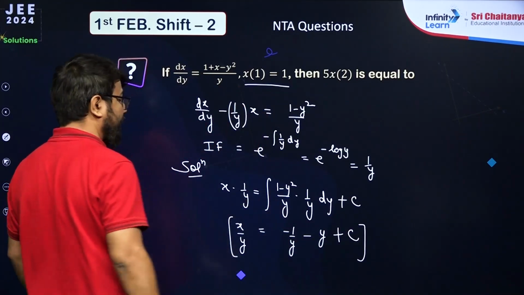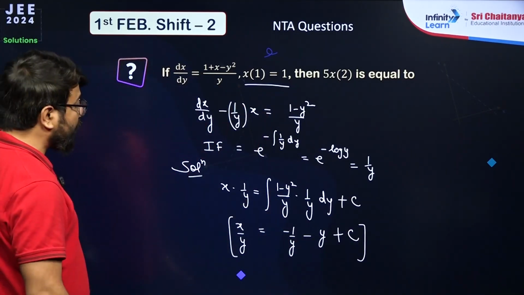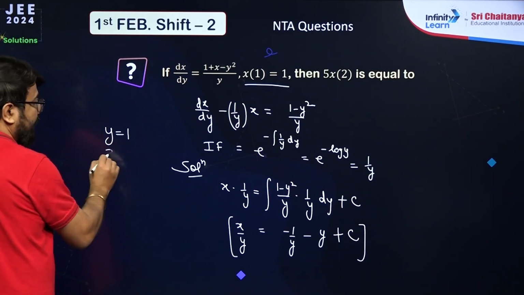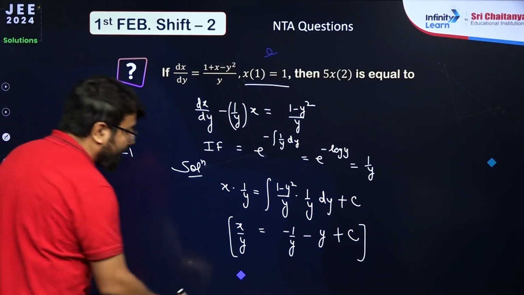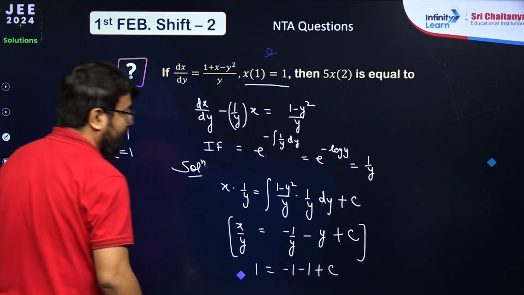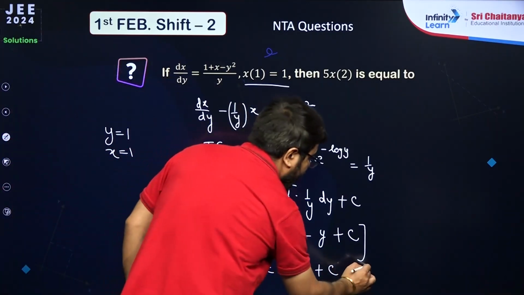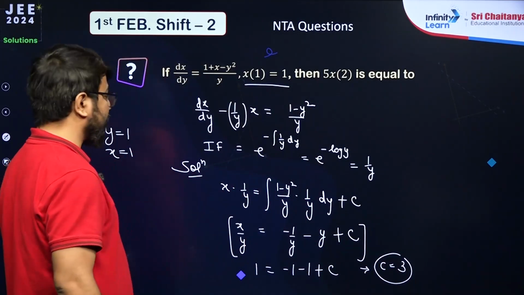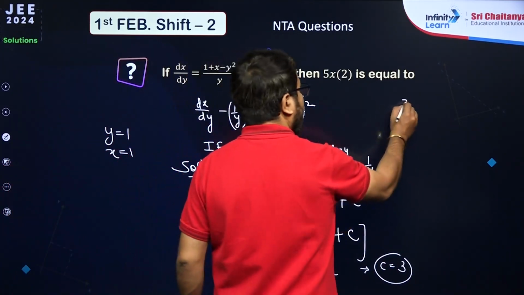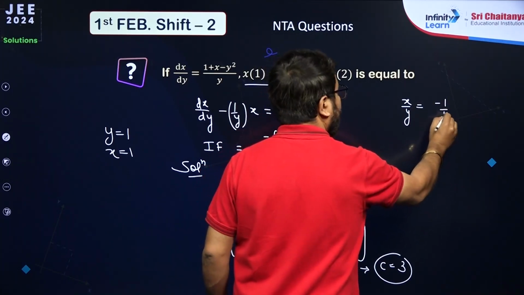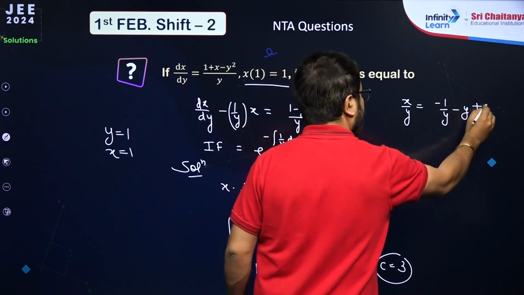For this they have told us to put the value of y as 1 and definitely x will be 1. So if you keep y and x both to be 1, we will be able to get the value of c. So from here I can say that the value of c will be 3. If I have the value of c as 3, then I will be able to get the solution as x upon y equals minus 1 by y minus y and then plus 3.